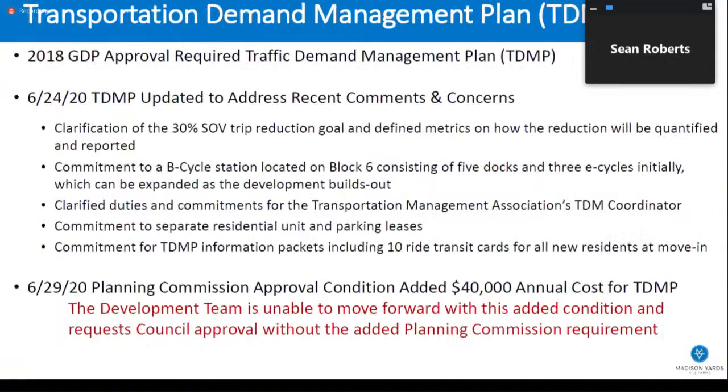I know we already went over this. And we will be asking for the same amendment for block three. It's my understanding procedurally that they're separate actions. So we'll be asking for the same type of amendment that we just went through for the TDMP. I guess just a note on the $40,000: it is an annual cost. It's not a one-time cost that was indicated.